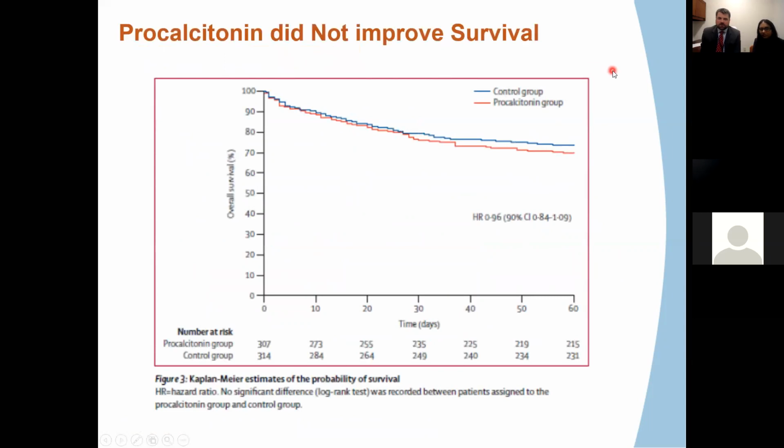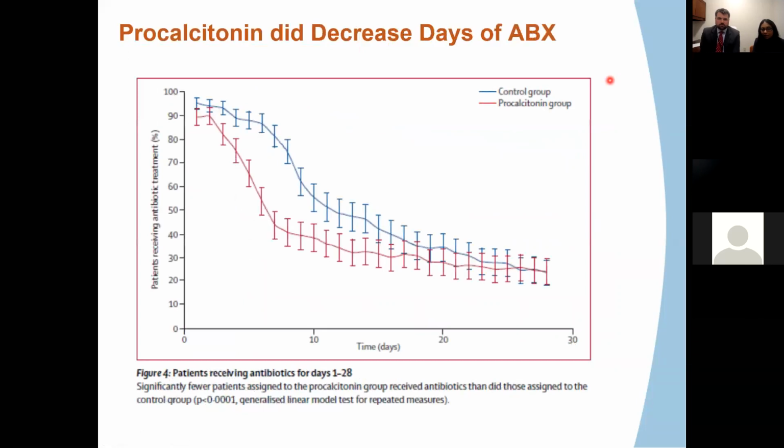And I really like this graph because it's a Kaplan-Meier graph that shows that there was no difference in survival. So that means that procalcitonin didn't improve survival, but it didn't affect survival either. So both groups ended up being the same. But what's important is the next graph, where procalcitonin use did help decrease antibiotic days. So survival was the same, but it helped providers decrease antibiotic use, which is always very good.